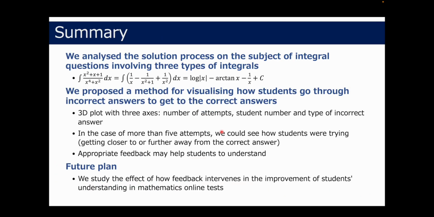Let us summarize this talk. We analyzed the solution process on the subject of integral questions involving 3 types of integrals. We proposed a method for visualizing how students go through incorrect answers to get to the correct answers. We used 3D plot with 3 axes: number of attempts, student number, and type of incorrect answer. We found that in the case of more than 5 attempts, we could see how students were trying, namely getting closer to or farther away from the correct answers.